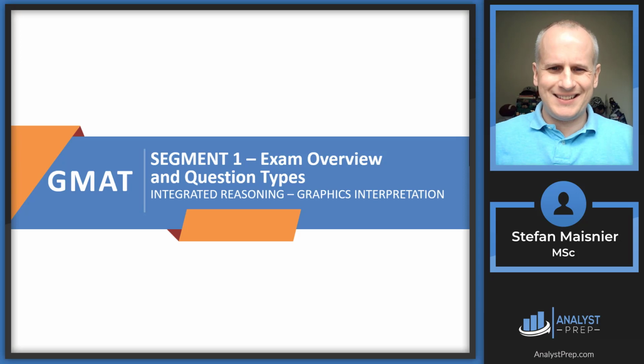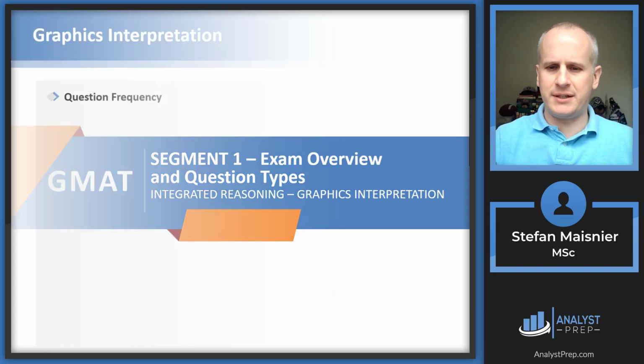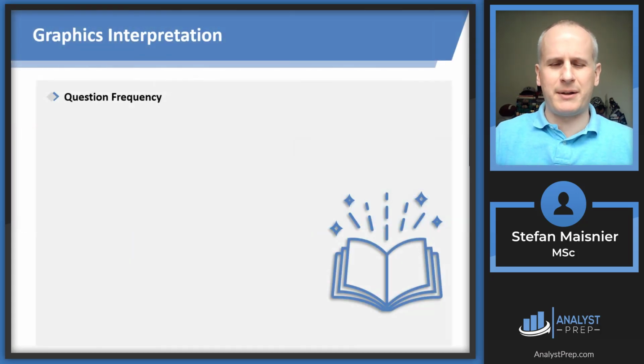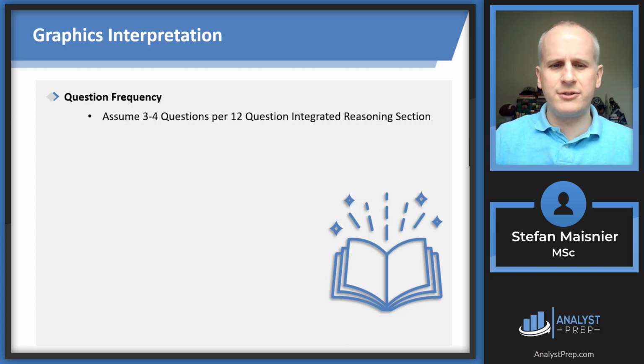Welcome to this lesson on one of the four types of integrated reasoning questions you'll encounter on the GMAT, graphics interpretation. So let's begin just by talking about the logistics of this question type in the integrated reasoning section. First, you'll want to assume that there will be 3 to 4 questions of graphics interpretation per 12 question integrated reasoning section. It's just kind of an average that you'll see.